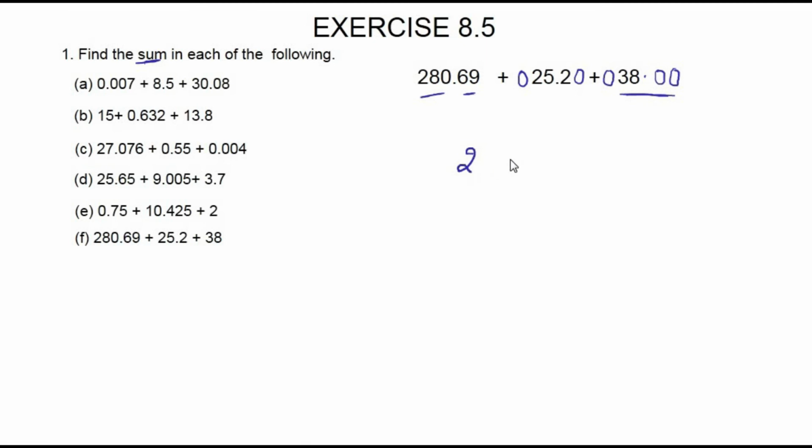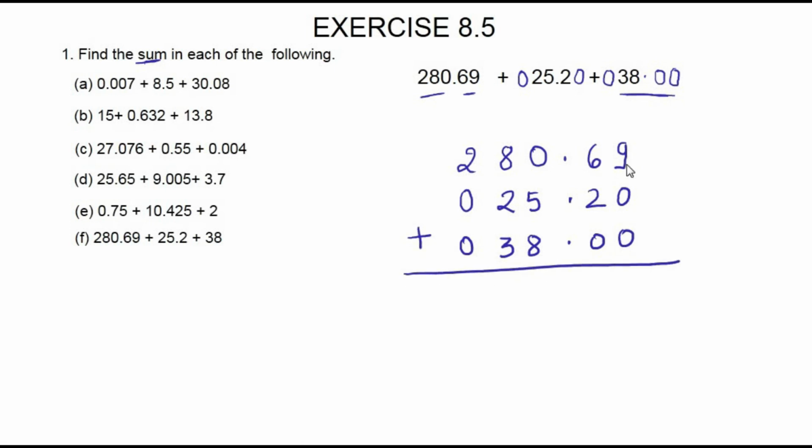Now let's add the numbers. 280.69, then 25.20, then 38.00. Let's add. Here 9, here 6 plus 2 is 8, we need to put the decimal point here, then 5 plus 8 is 13, 1 carry, 1 plus 8 is 9, 9 plus 2 is 11, 11 plus 3 is 14, 1 carry, 2 plus 1 is 3. So here we got the answer 343.89.